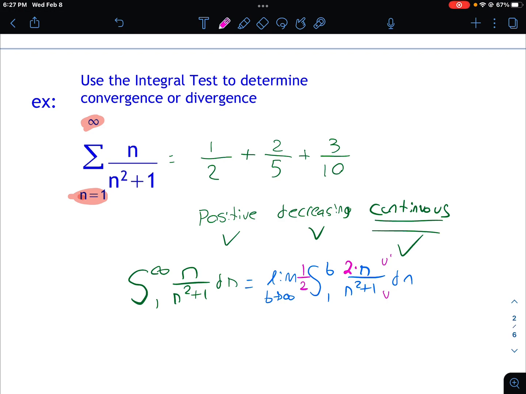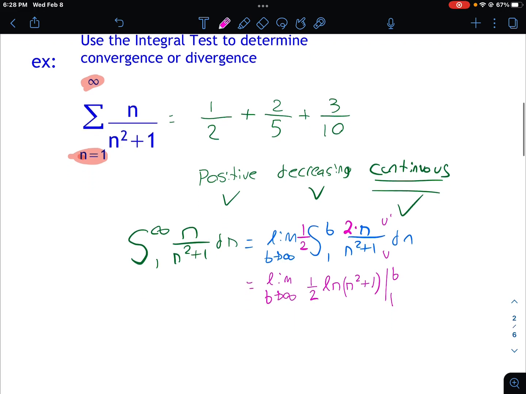So this is just going to be an ln problem where we have the limit as b approaches infinity of 1/2 ln of n squared plus 1. We don't have to put absolute value around it because n squared plus 1 is always going to be positive, so we don't have to worry about it being negative. And then we're going to evaluate this from 1 to b. If we do this, we're going to get the limit as b approaches infinity of 1/2 ln of b squared plus 1 minus 1/2 ln of 2.